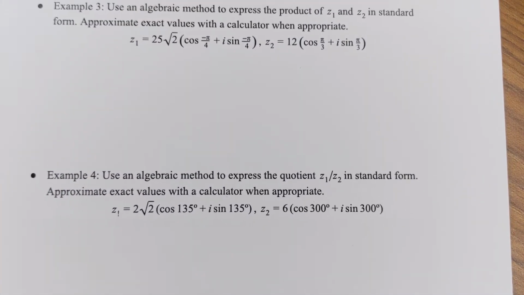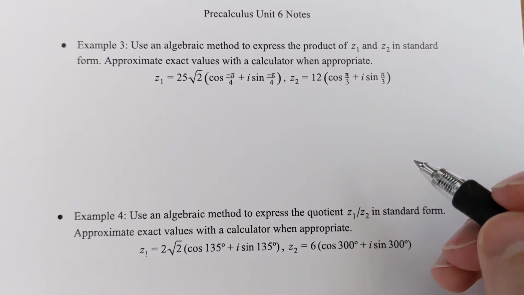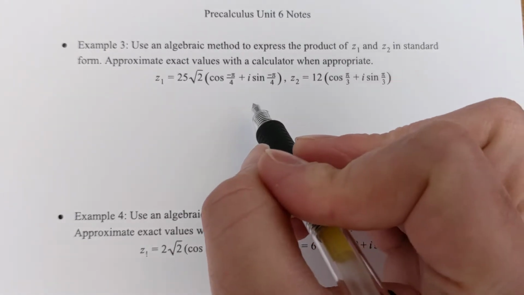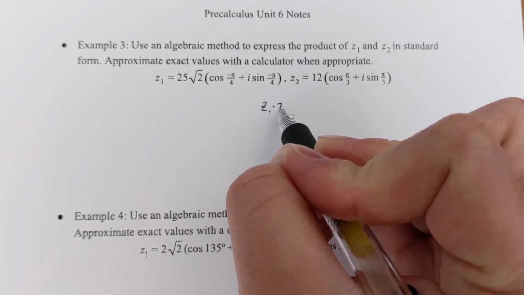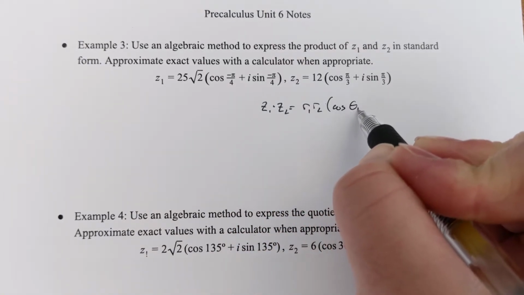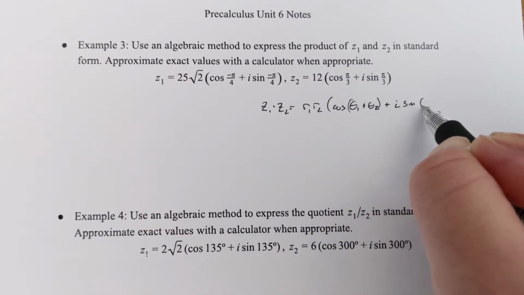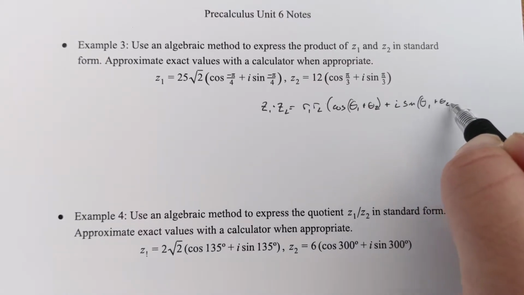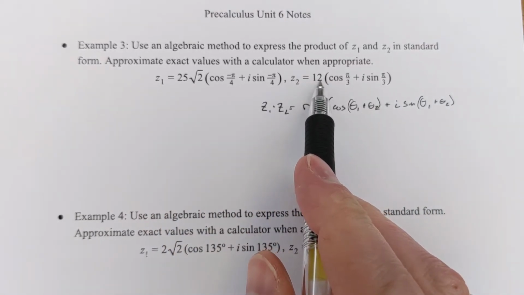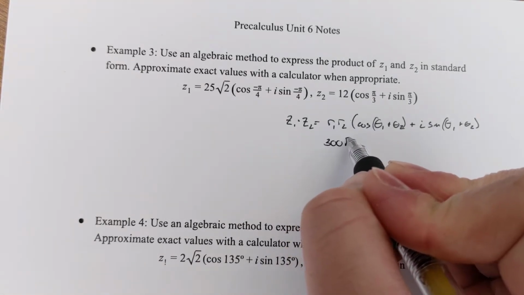Okay, so example 3: use an algebraic method to express the product of z1 z2 in standard form. All right, since I'm multiplying, that's going to equal r1 times r2, times the quantity cos of theta 1 plus theta 2, plus i sine of theta 1 plus theta 2. So multiplying my r values together, r1 times r2, so 25 times 12, this would be 300 root 2.